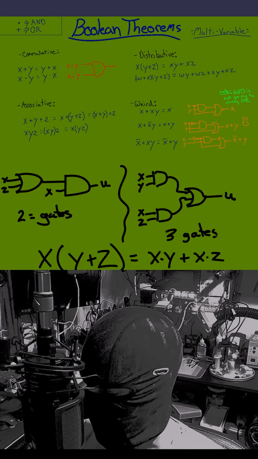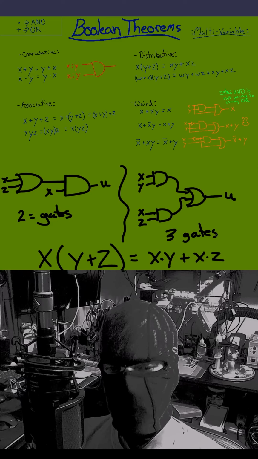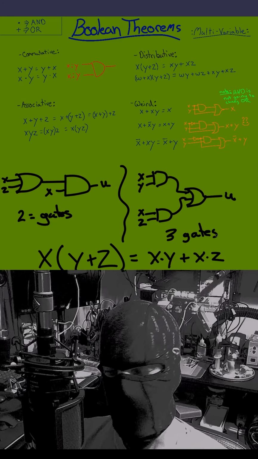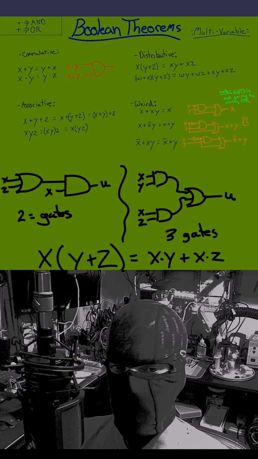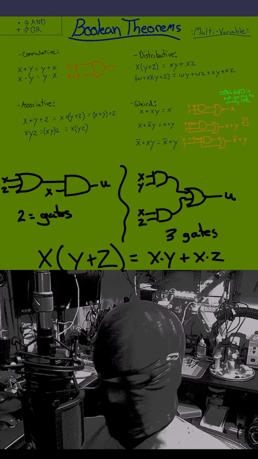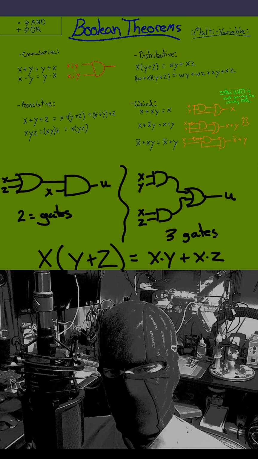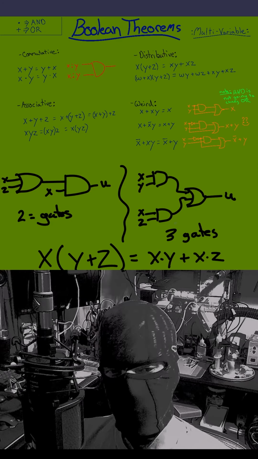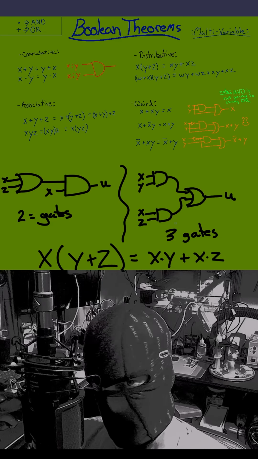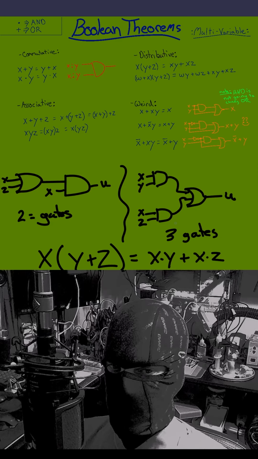And the reason why I think this is one of the most important examples for beginners to look at is this is the first time we really start to see the power of using these theorems in real time. Because imagine if you were producing this circuit in the real world. You have now reduced your requirement from 3 gates down to 2. Think of that on a much larger scale, and you can start to see the power of this.